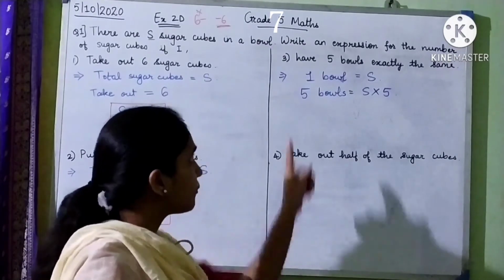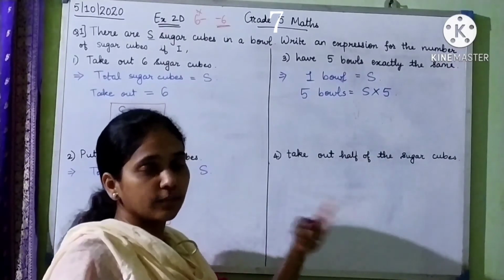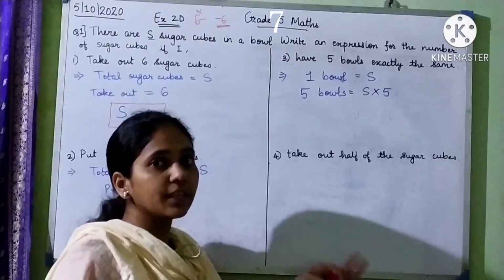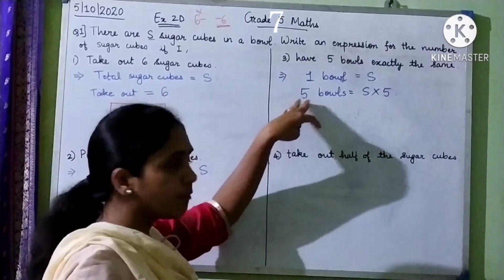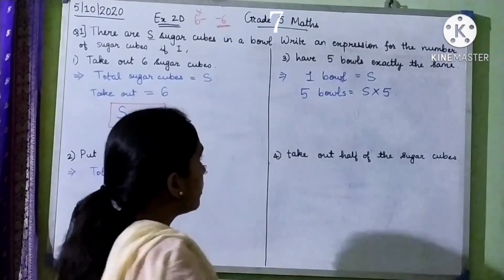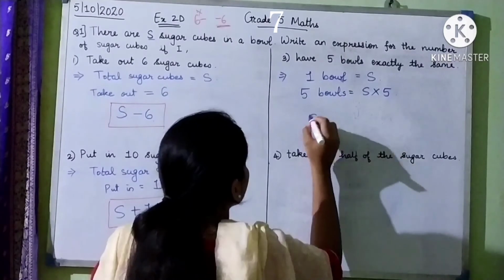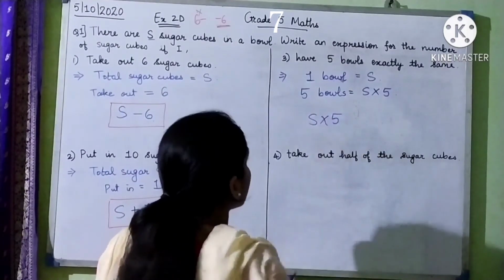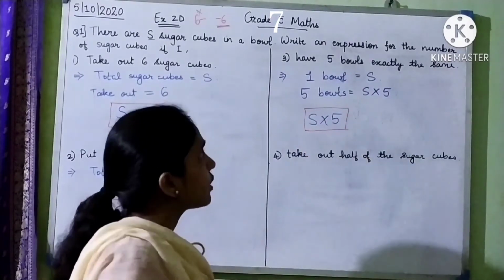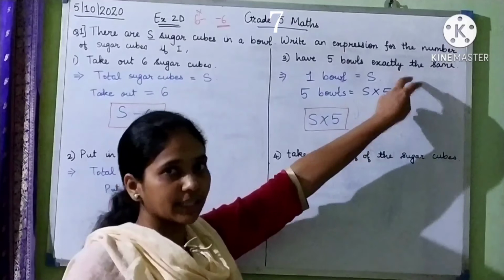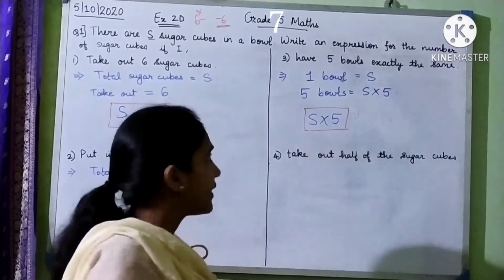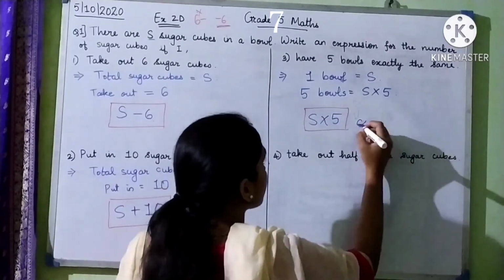So how do we find it? If for 1 bowl it is S, for 2 bowls it will be 2 into S. For 3 bowls it would be 3 into S. So similarly for 5 bowls it would be 5 into S or S into 5. So the answer is S into 5. If we have 5 bowls exactly the same, then in total S into 5 sugar cubes would be there.